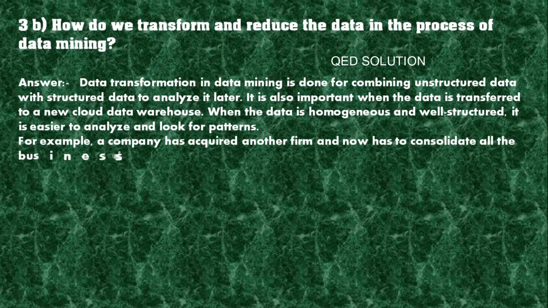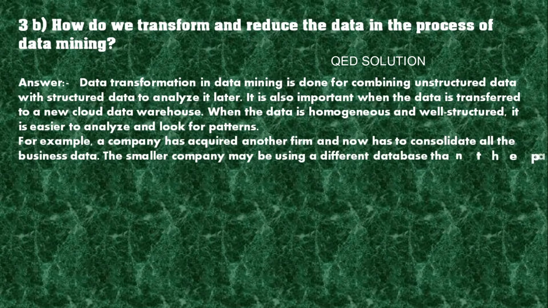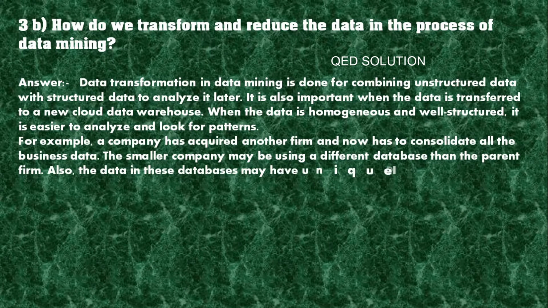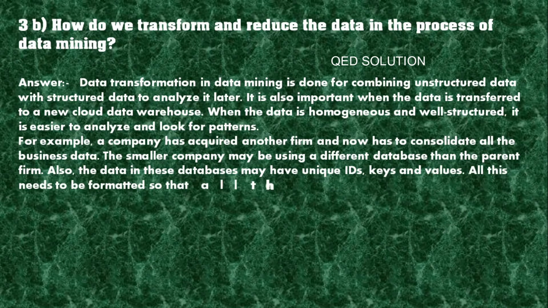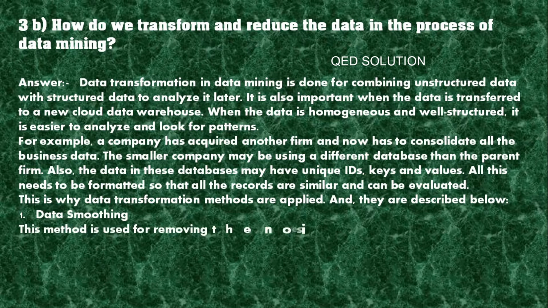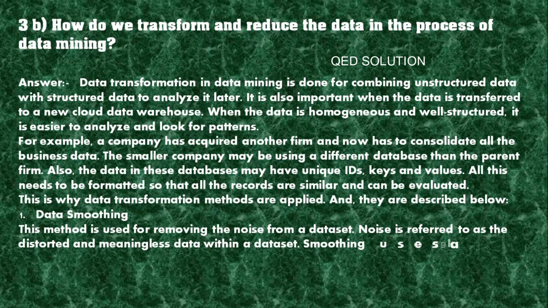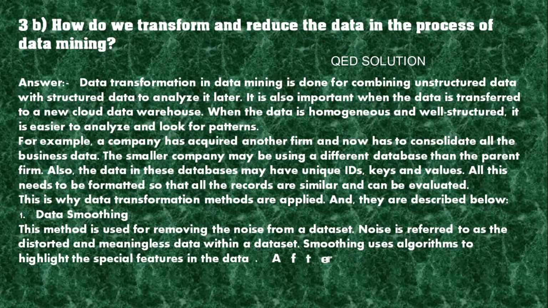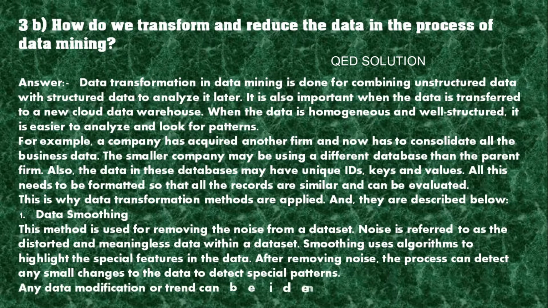When the data is homogeneous and well structured, it is easier to analyze and look for patterns. For example, a company has acquired another firm and now has to consolidate all the business data. The smaller company may be using a different database than the parent firm. Also, the data in these databases may have unique IDs, keys and values. All this needs to be formatted so that all the records are similar and can be evaluated. This is why data transformation methods are applied, and they are described below.